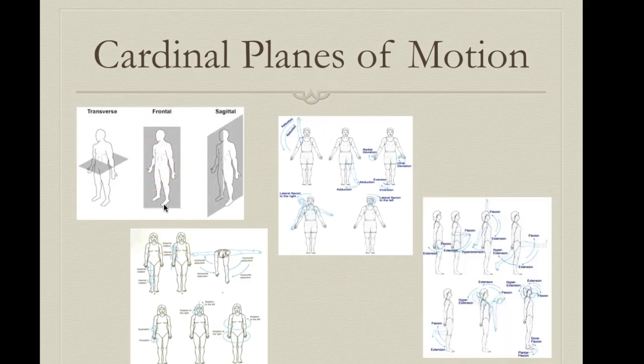And finally, movements such as elbow flexion, shoulder extension, hip flexion and extension, anything with the head moving forward and backward, all of that occurs in the sagittal plane.